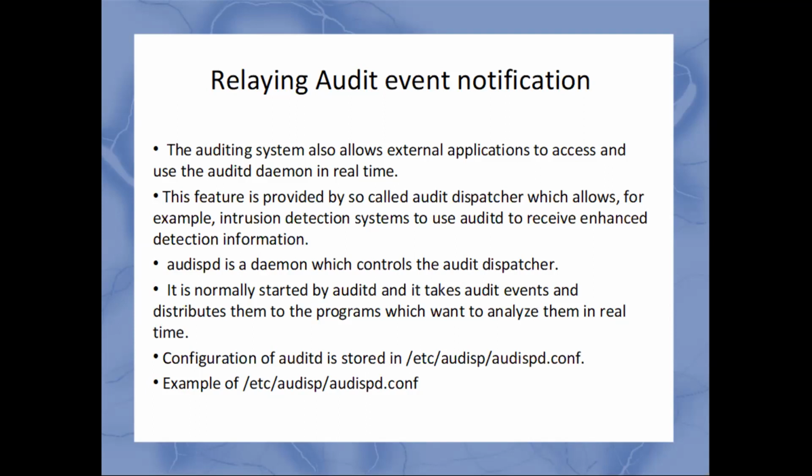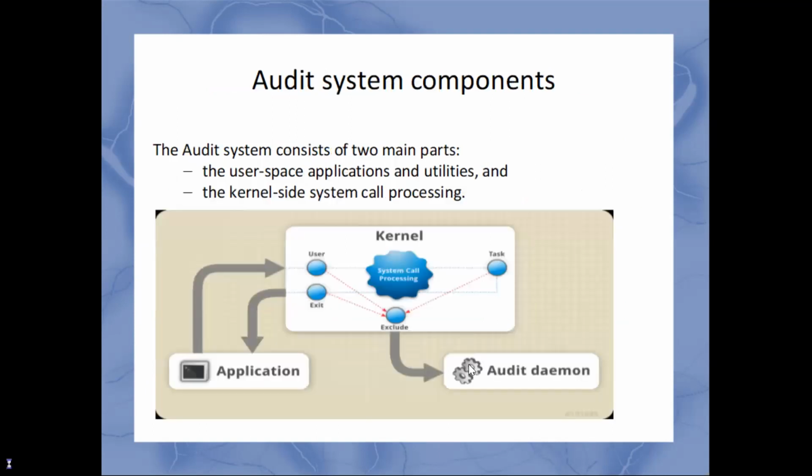Most of the configuration of the dispatcher is done through a configuration file, that is the audispd.conf file present in the /etc/audit directory. To understand more about how this audit dispatcher interacts with the audit daemon and the kernel, let's have a look at the audit system components again. As we have seen, the audit system is made up of user space utilities, the audit daemon and the tools, and the kernel side system processing.